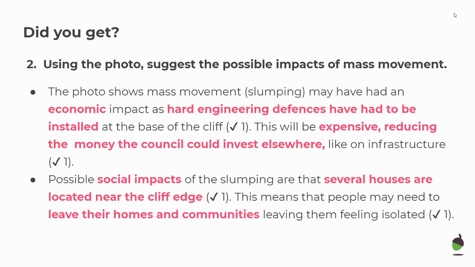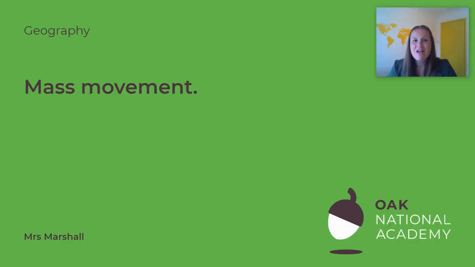Well done for tackling that question. So that brings us to the end of today's lesson. Thank you very much for your hard work. We've learnt about the 3 different forms of mass movement: slumping, sliding, and rockfall. Next time, we're going to have a look at how coast can transport sediment and why deposition occurs.